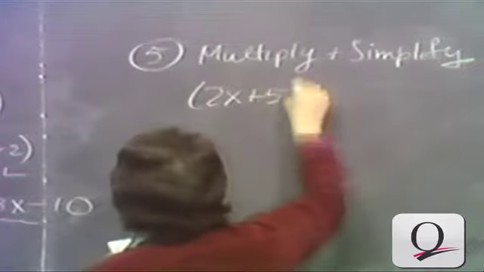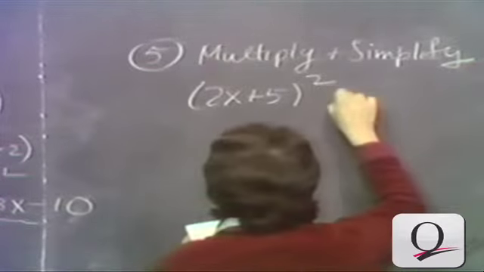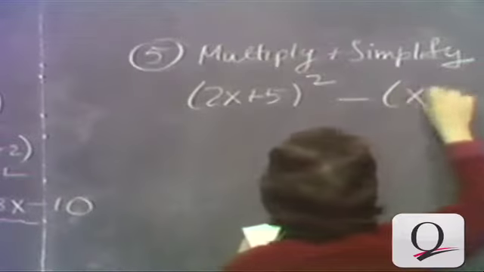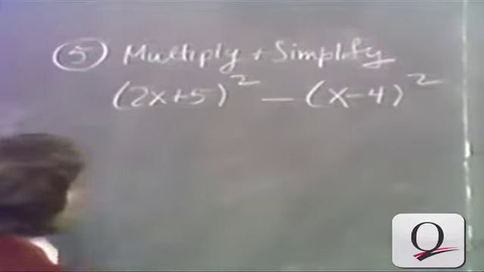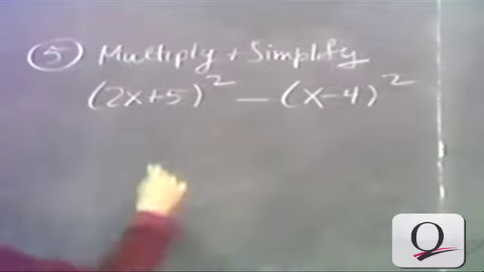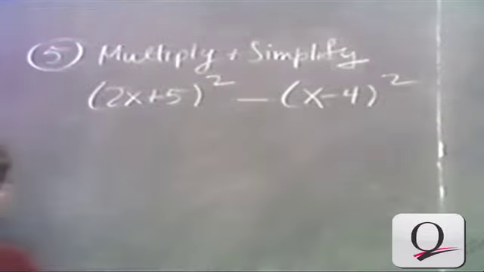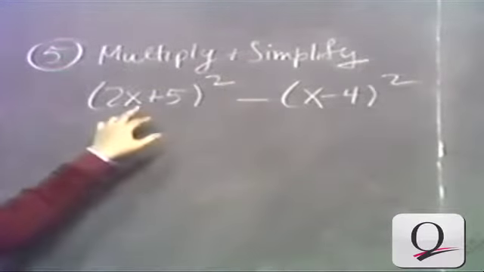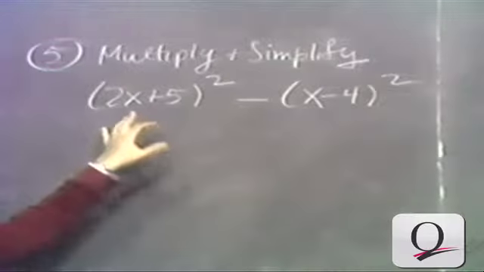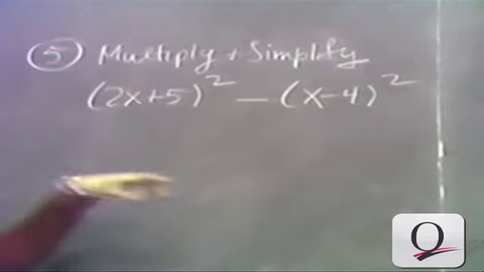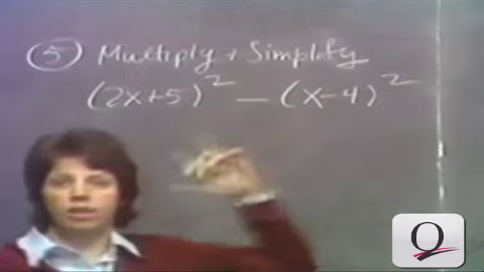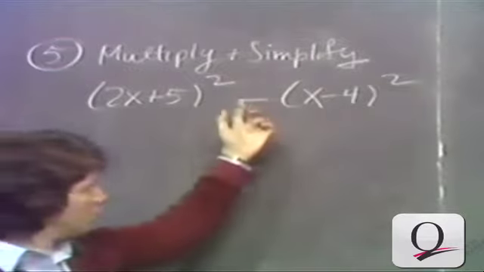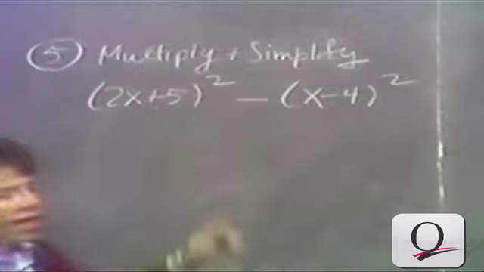(2x + 5)² take away (x − 4)². All right. Now, we must not forget our order of operations that we've studied earlier. Here we're going to square 2x + 5, multiply 2x + 5 times itself. Here we're going to square x − 4, multiply x − 4 times itself, and then, after we finish with this multiplication, we will then subtract this from that.